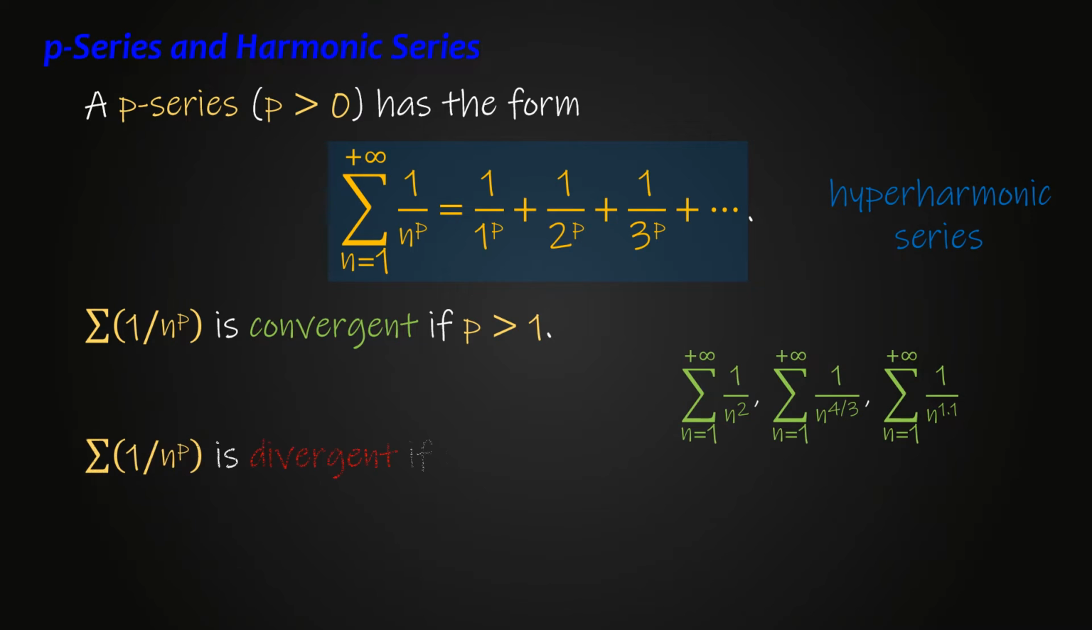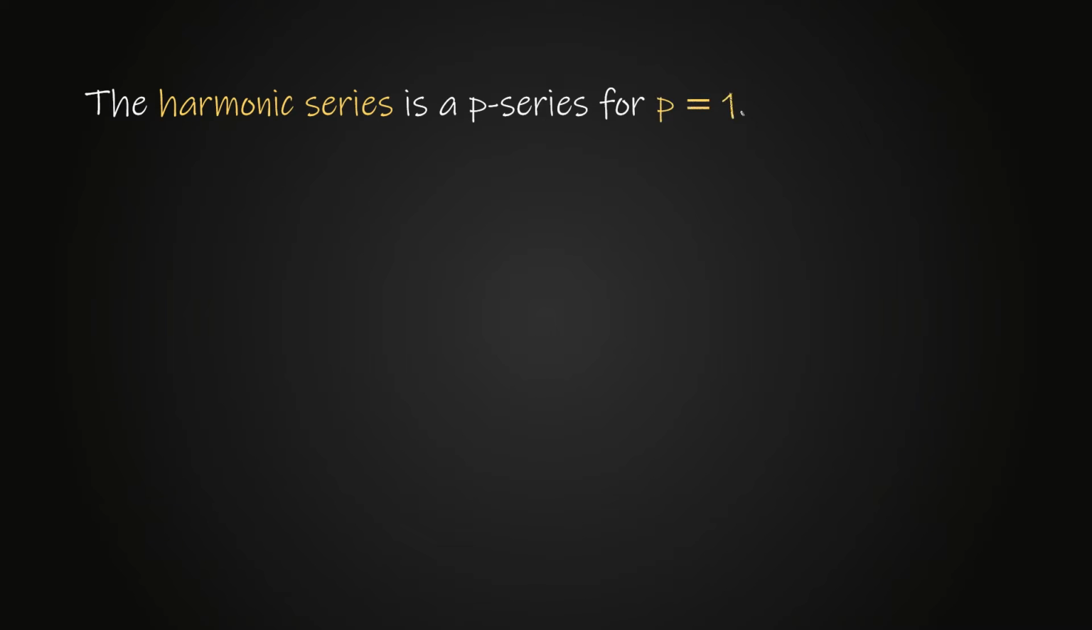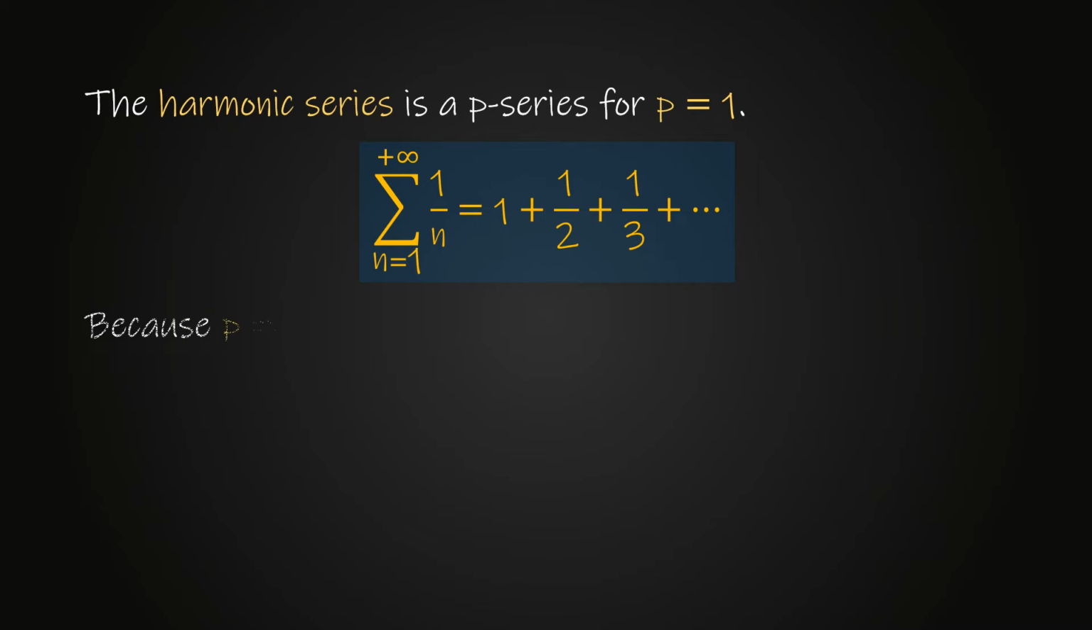Meanwhile, a p-series is divergent if p is less than or equal to 1. These are examples of divergent p-series. The harmonic series is a p-series for p equals 1. Because p equals 1, the harmonic series is divergent and has no sum.